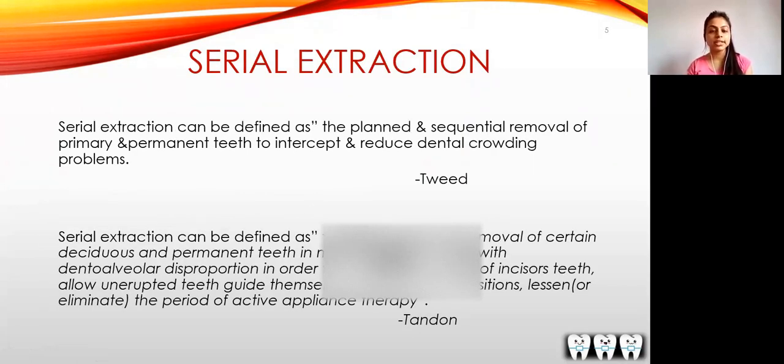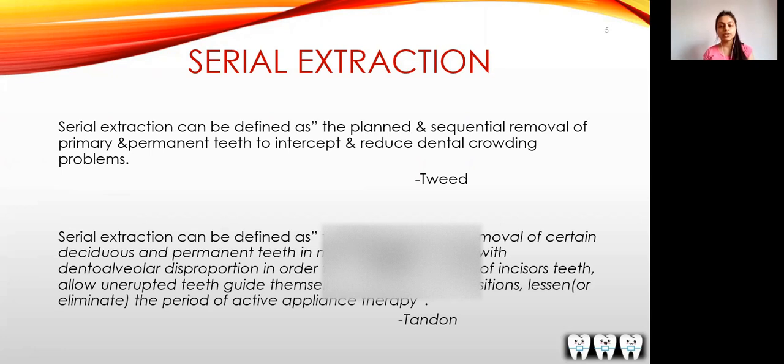Serial extraction can be defined as planned and sequential removal of certain primary and permanent teeth to intercept and reduce the dental crowding problem. It is the definition given by Tweed.